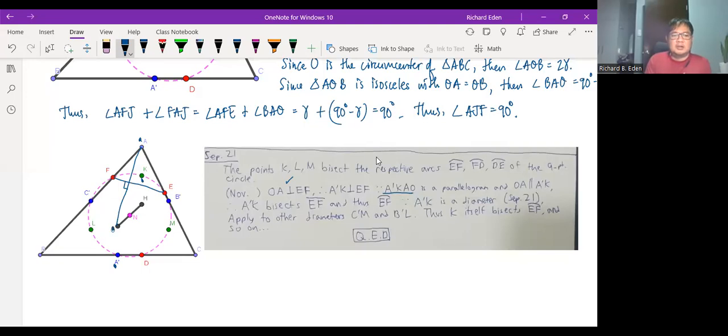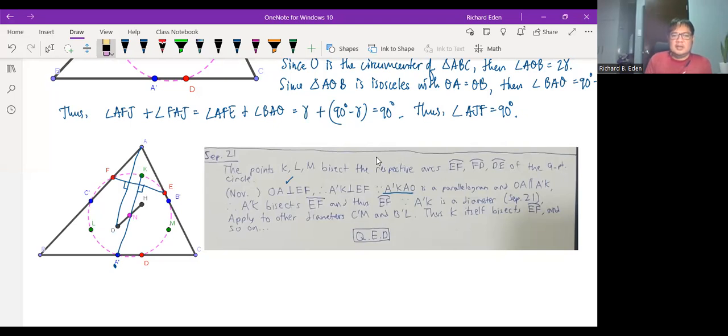AO parallelogram yon. So, ibig sabihin, itong KA prime parallel dun sa AO. So, ibig sabihin, 90 degrees din yon. Alright. Okay. Meron ka bang saucer? And then, so ngayon, nangyari ay, so therefore, A prime K bisects EF.